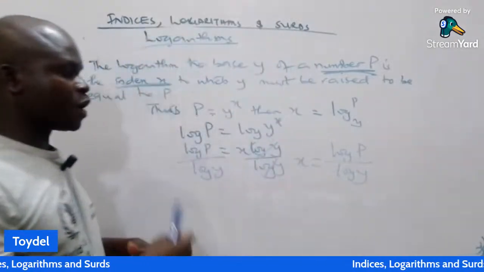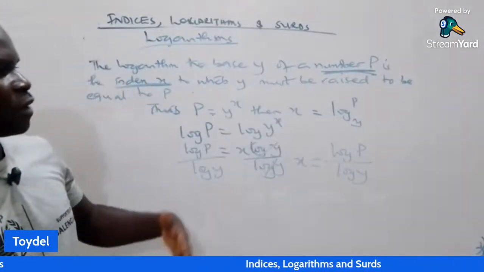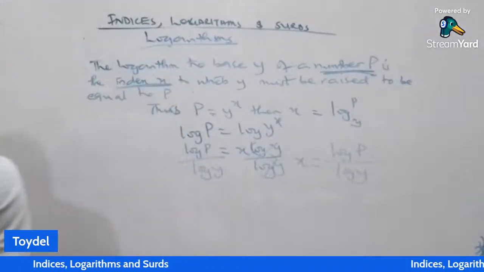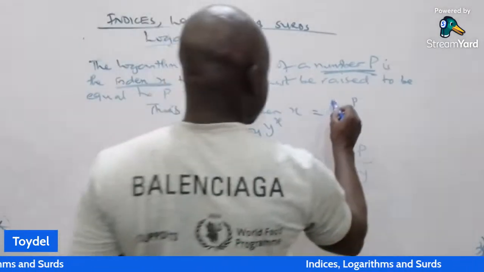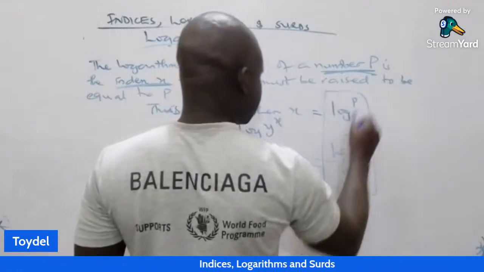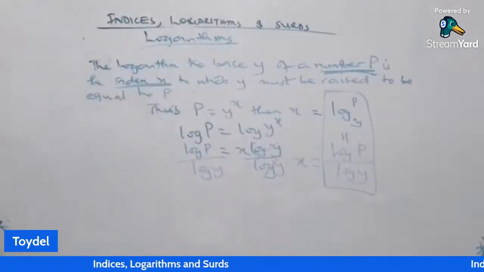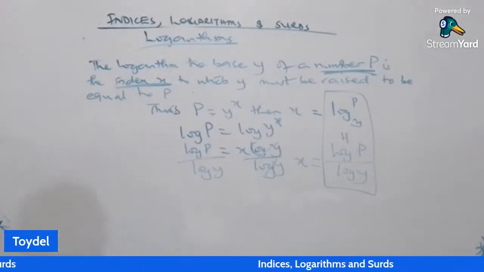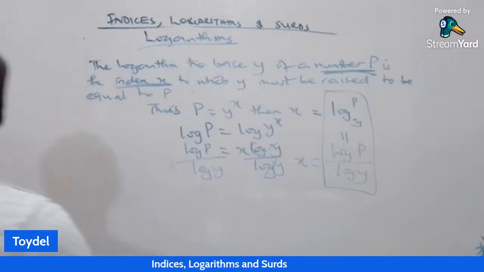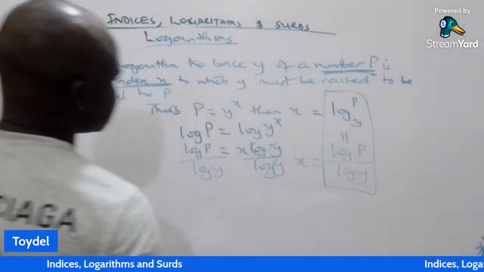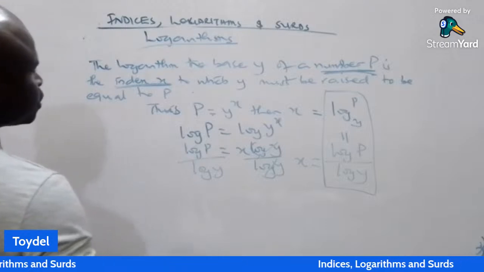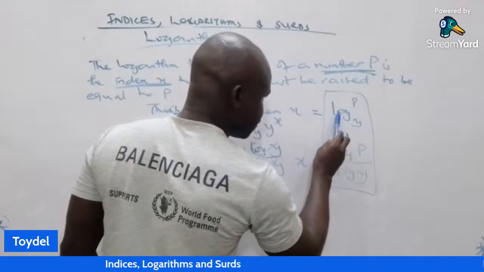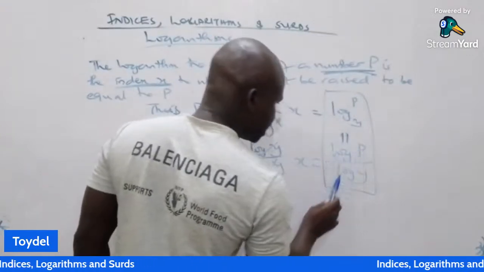Then log p all over log y is the same thing as this. When we want to find change of base, log p all over log y is the same thing as log p base y. That is the concept under change of base. I've tried to introduce change of base here. So the logarithm to base y of a number p is the index x to which y must be raised. So that is that about logarithm. Then I've been able to introduce change of base here, that is, log p base y is the same thing as log p divided by log y.